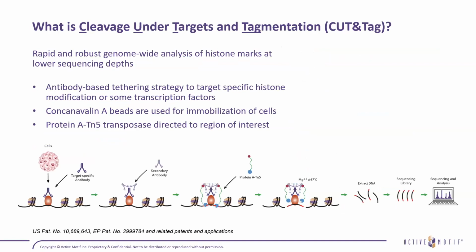Moving on to the next method, which is cleavage under targets and tagmentation, otherwise known as CUT&Tag. It's a method that was first introduced by Dr. Steven Henikoff. It's a rapid and robust method for genome-wide analysis of histone modifications, and it is specifically useful at lower sequencing depths. It's a method that uses an antibody tethering strategy in order to target specific histone modifications and some transcription factors. So the antibody is used to target your histone modification of interest.